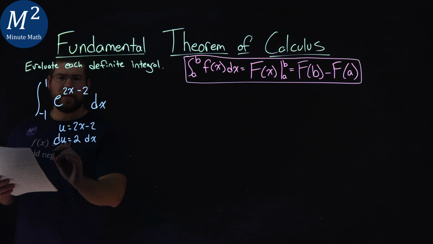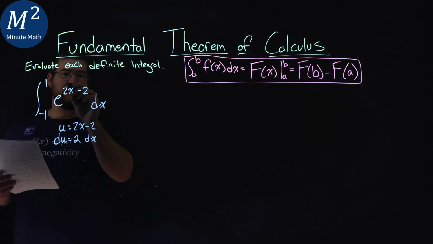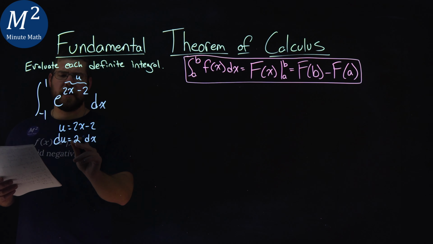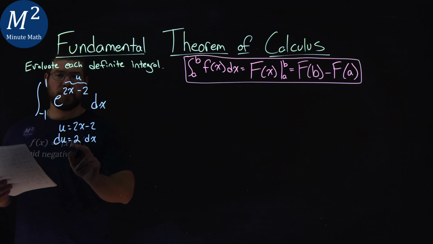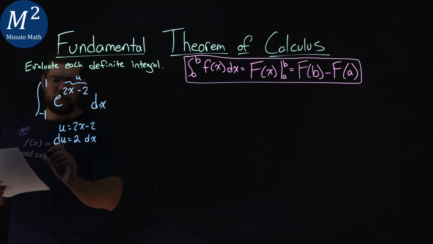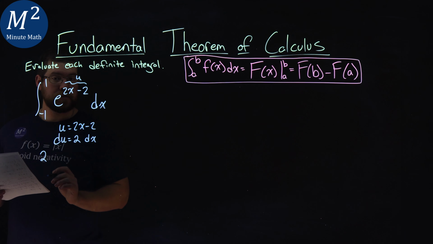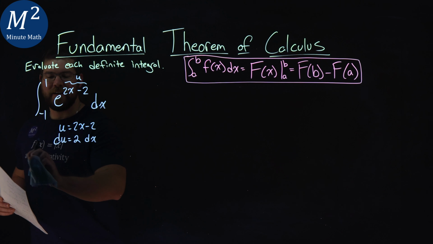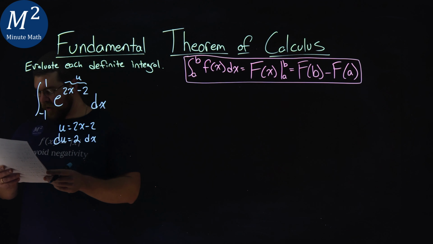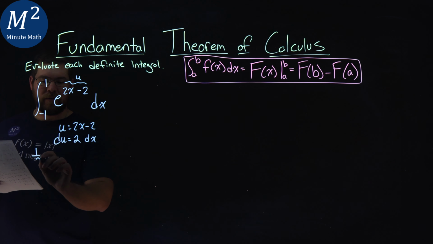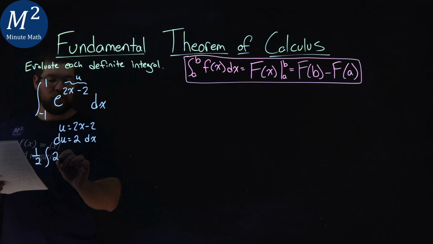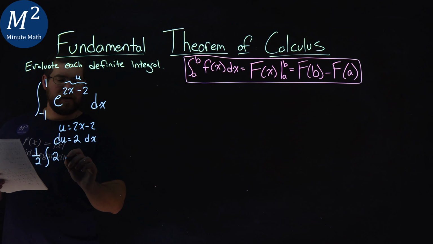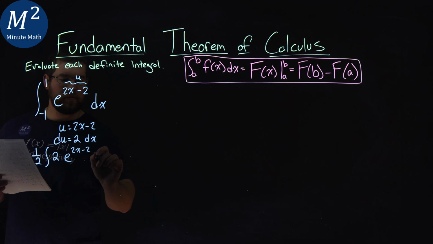So I'm going to rewrite this as the integral here. We can see here's my u, and my du we almost have. We have a dx, we need a 2. We need to put a 2 there. So if I put a 1/2 on the outside of the integral, that will counteract the 2 that's going to be on the inside to be the du. And then we have e to the 2x minus 2 dx.